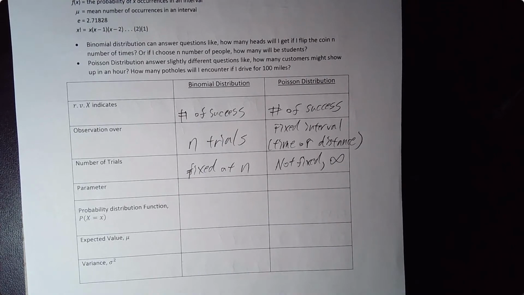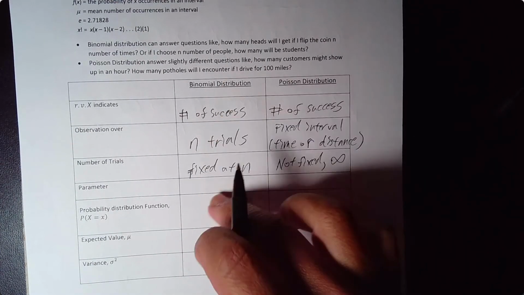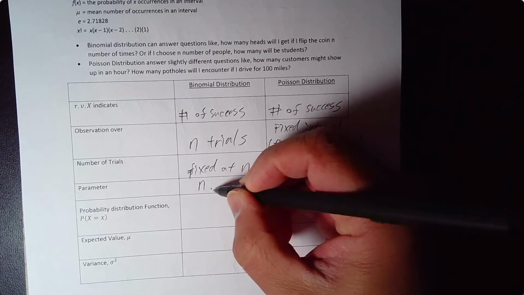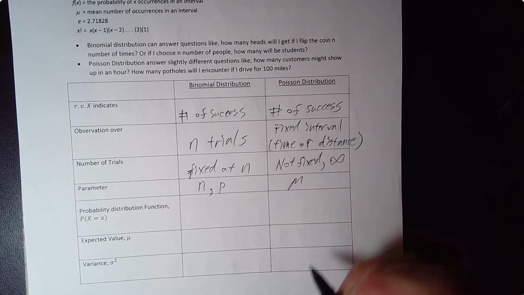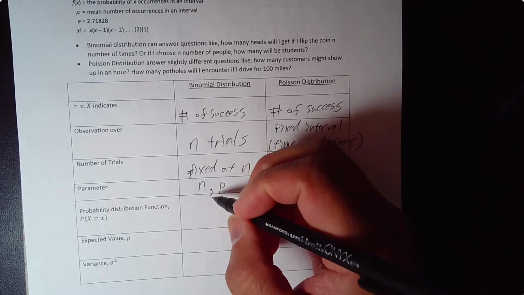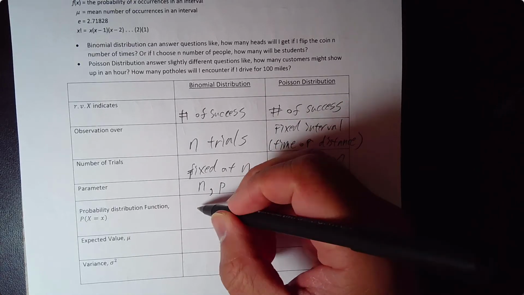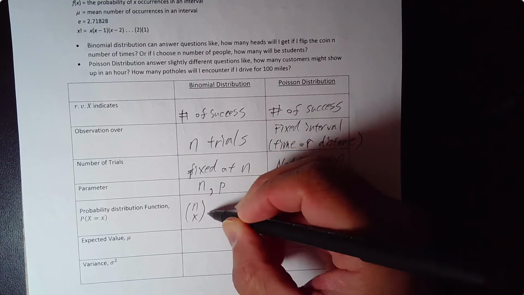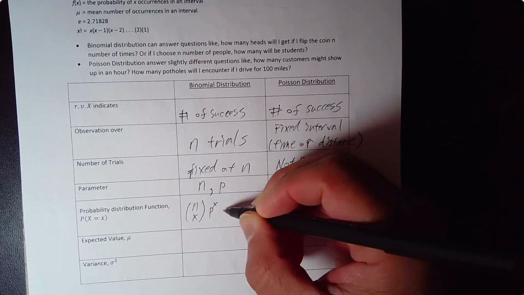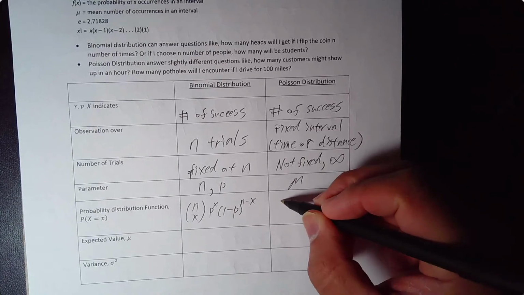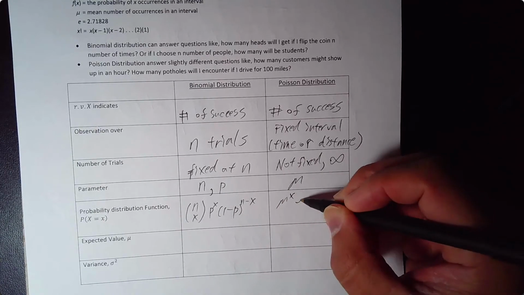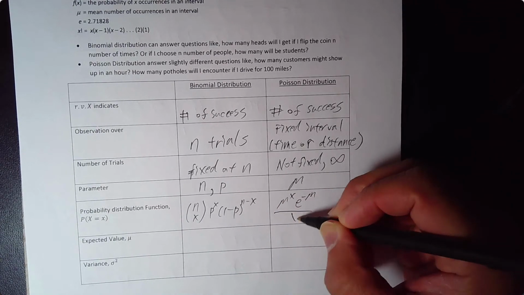Parameters. For a binomial distribution, my parameters are n and p. For a Poisson distribution, my parameter is only mu. My probability distribution function is n choose x, p to the x, 1 minus p to the n minus x. For my Poisson distribution, it is mu to the x, e to the negative mu, over x factorial.